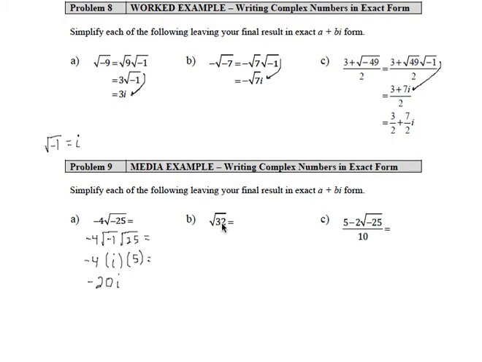Here the square root of 32 is the square root of 16 times the square root of 2. And that is just 4 times the square root of 2. So it turns out we didn't have a complex part for this problem. That's okay. We just write it in simplified form.